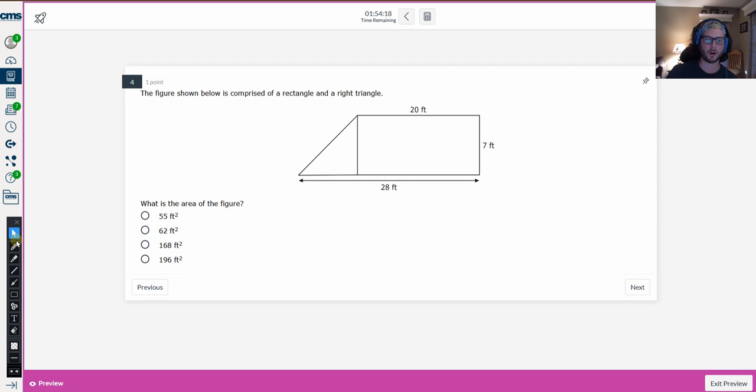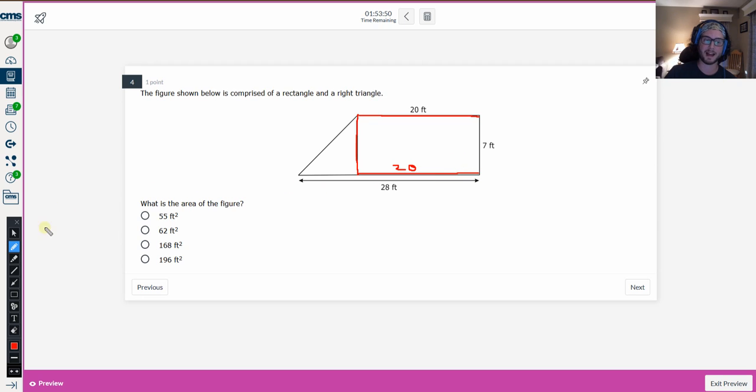For number 4, this is the first one that requires us to decompose a shape, because we don't have a formula for finding area of a shape like this. But we are going to cut the shape up into a triangle and a rectangle. Now the rectangle, we can already see, has a base of 20. So this red line I'm drawing is going to go 20 feet.